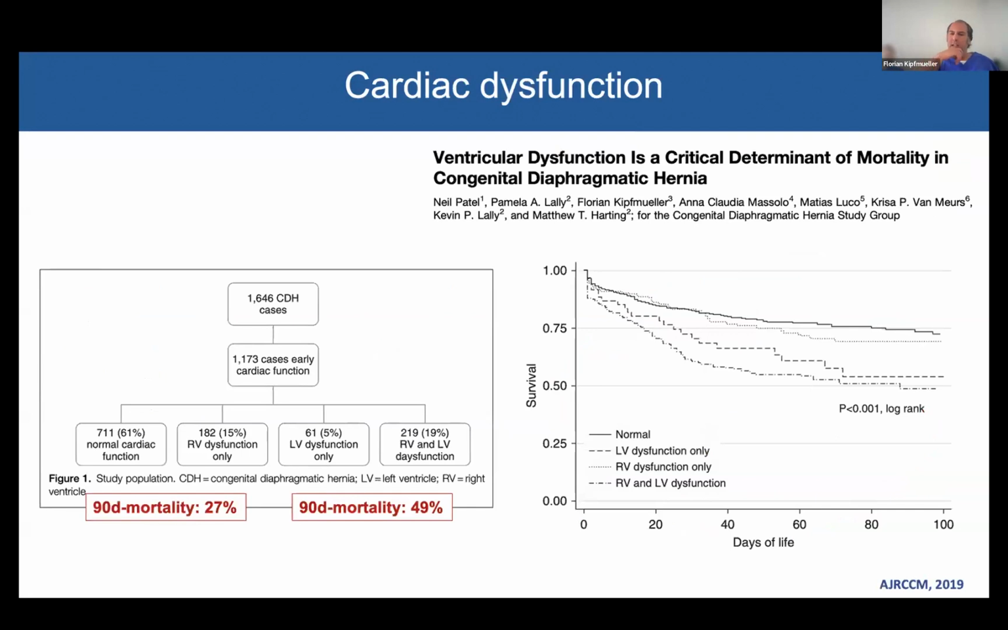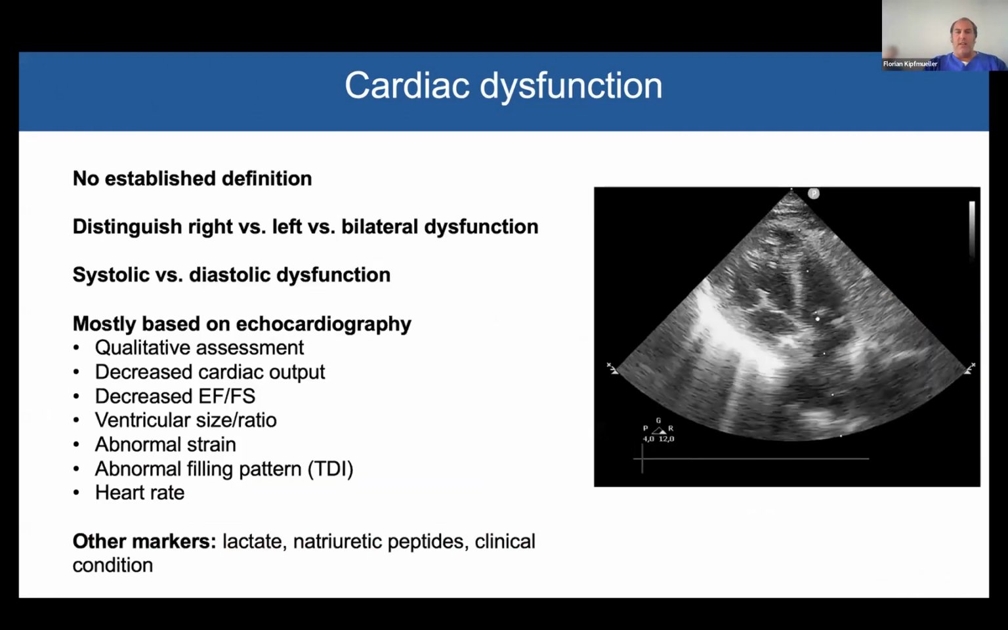We have published data from the CDH study group a couple of years ago that showed that especially the left ventricular and the biventricular dysfunction has an increased mortality. So we did not see that really for the isolated right ventricular dysfunction, probably because we can see it so often in the CDH babies, but in those with a dysfunction of the left ventricle, the mortality was twice as high as in those without. So this is really a thing.